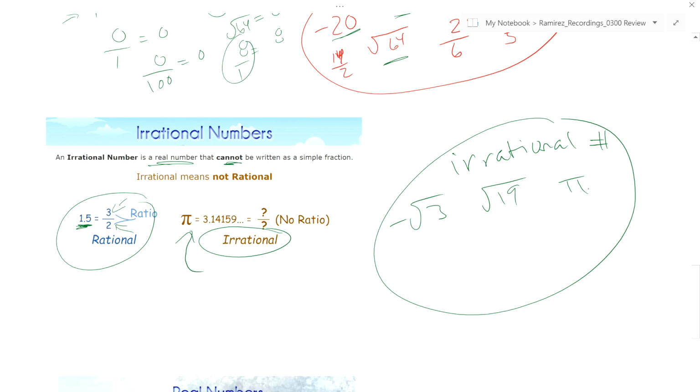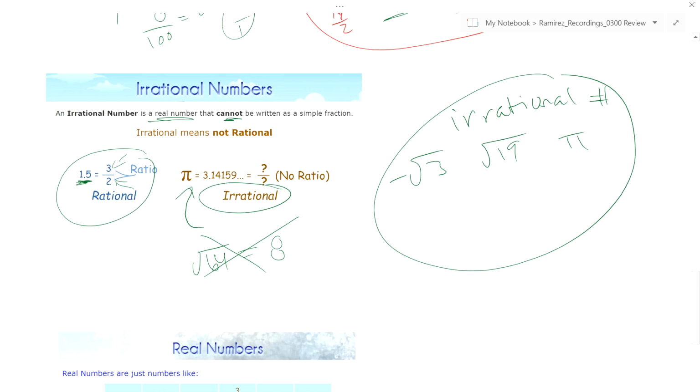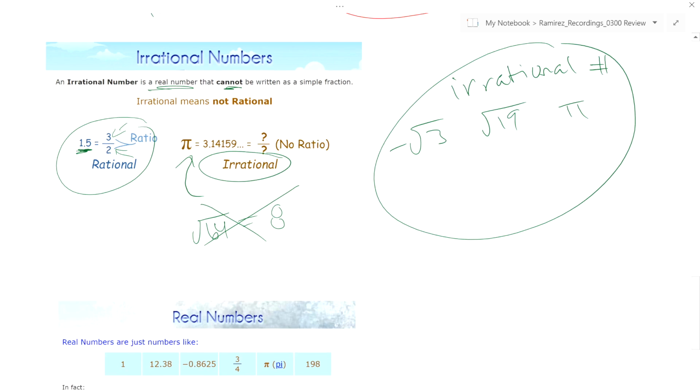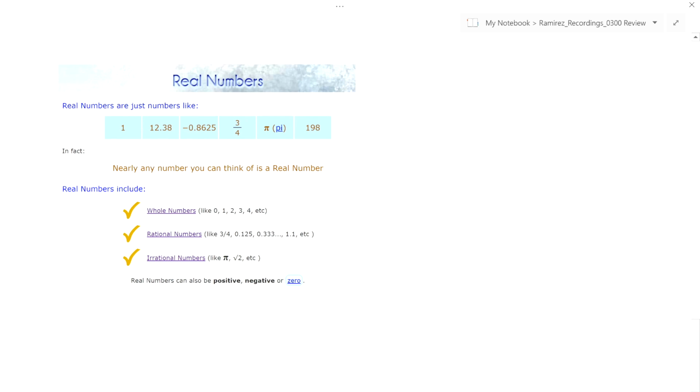You must be wondering, well, why wasn't square root of 64 an irrational number? It's also a square root, just like negative square root of 3 and square root of 19. Well, square root of 64 gives us 8, so therefore this is not an irrational number. But negative square root of 3 and square root of 19 aren't perfect squares, so therefore they're irrational numbers.